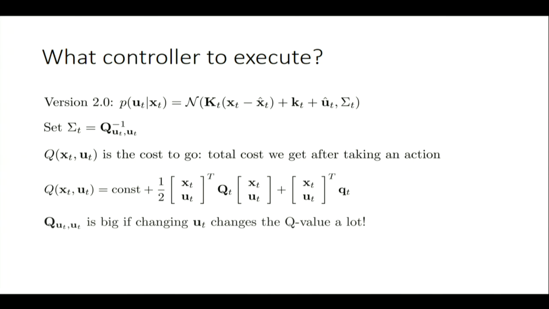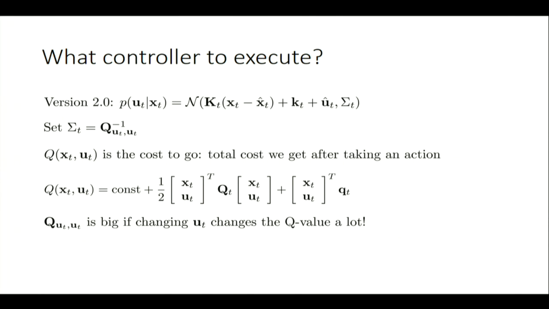And this matrix component Q has a top left portion that depends on state and a bottom right portion that depends on action. So what happens if we set the covariance to be the inverse of the action portion of that matrix? This QUU is just the bottom right of this matrix Q. If QUU is big, that means that changing U is going to change the Q value a lot, right? Because that's literally what goes in here. So there's big numbers in the bottom right. They're multiplied by U on either side. That means that changing U is going to have a big effect on the Q value.